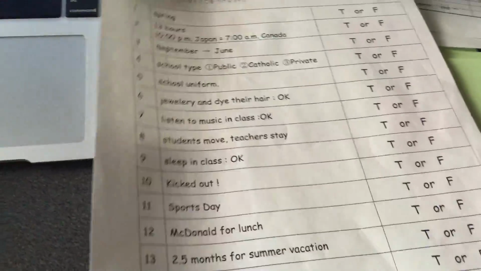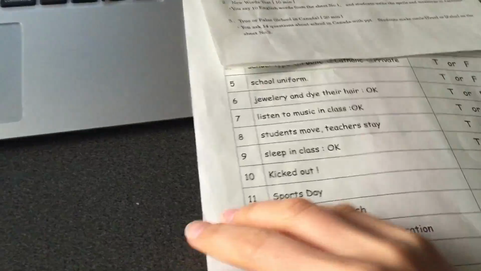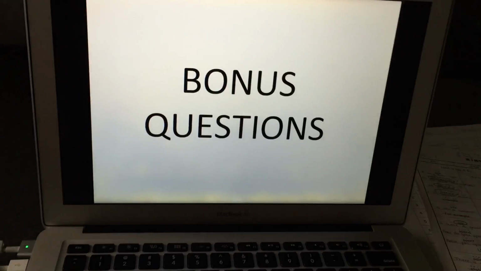So that was it for the worksheet. As we went on, the kids would just circle true or false, whatever it was. This is like a culture exchange kind of thing. And then I had bonus questions.